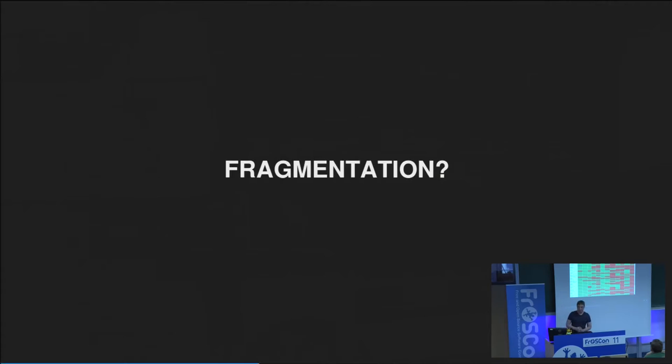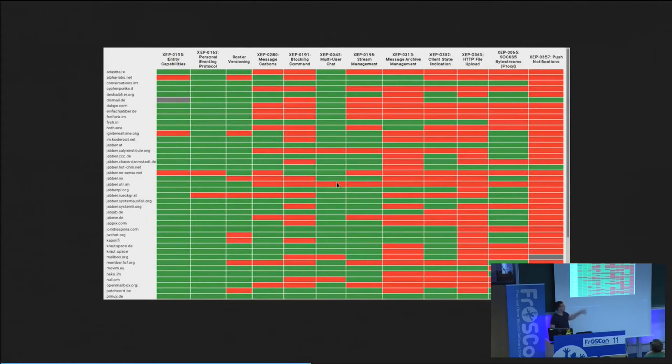So this is what I did. I created accounts on various servers and just did this overview of what extension is enabled on what server. And when you do this, you get a lot of missing features, which are marked in red on this diagram, on a lot of servers.